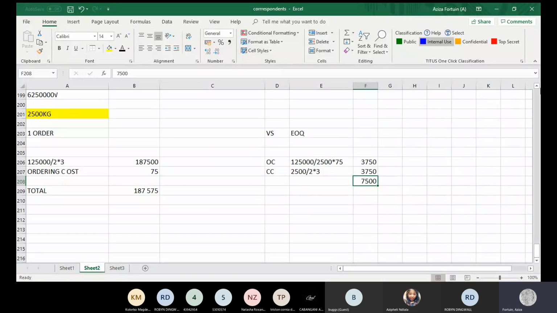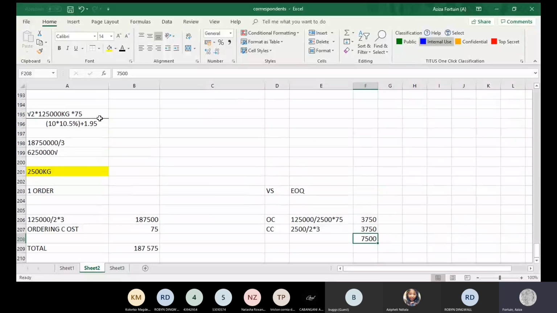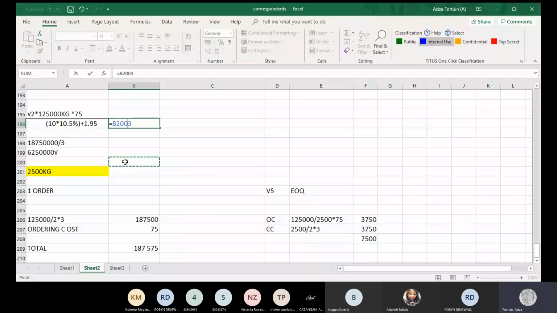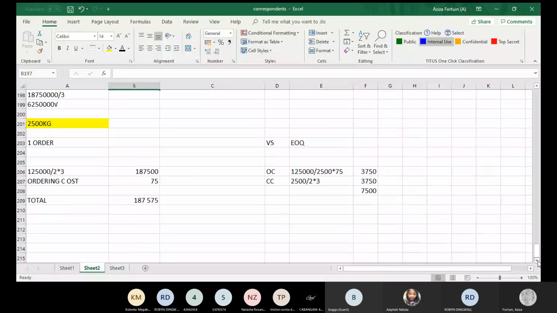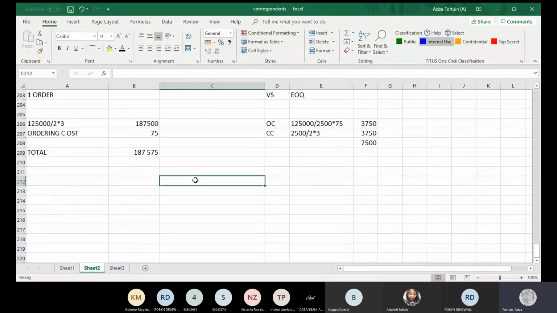Yeah, 3 rand is this. Let me just go up here. This was 3 rand. If you put this in your calculator, 10 times 10.5% plus 195 gives me 3 rand. Okay, so now you know how to do the EOQ formula.